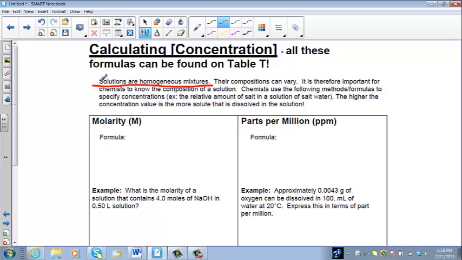So the first thing that we're going to do is molarity. Molarity is, from the back of the table, molarity equals moles over liters. So just so you know what we're talking about, when we talk about moles, we're talking about moles of solute over liters of solution, which includes everything.